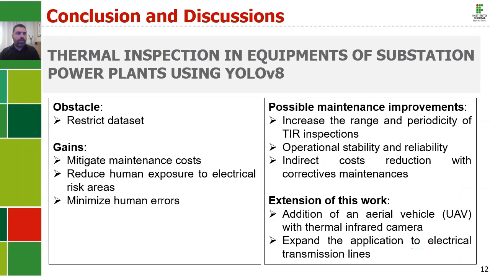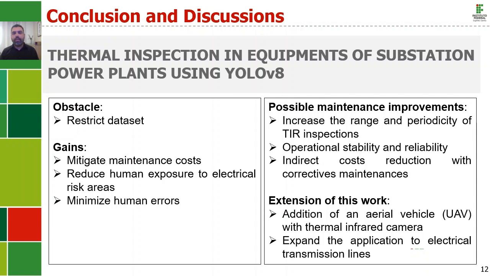Conclusion and discussions. The main obstacle of this project was the restricted dataset, since the electrical companies do not easily allow access to a large number of images of their yards. The gains are mitigated maintenance costs, reduced human exposure to electrical risk areas, and minimized human errors.